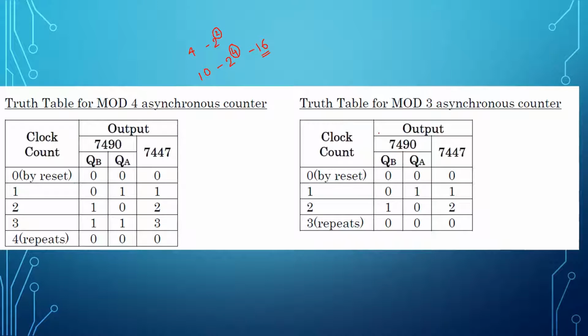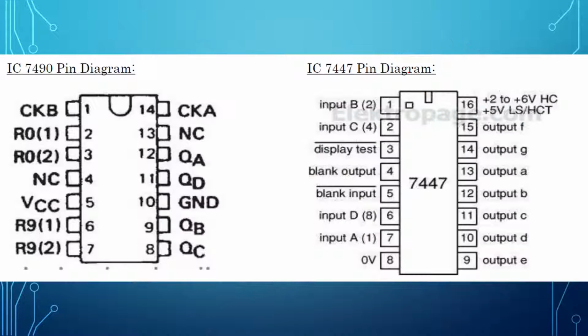Very similarly, you can see the truth table for the mod 3 asynchronous up counter. Mod 3 means it should be giving me a count of 3. That is 0, 1, 2. 3 counts are done. Again 0, again 1, again 2, and this process is going to repeat again. This is the truth table of your asynchronous counter.